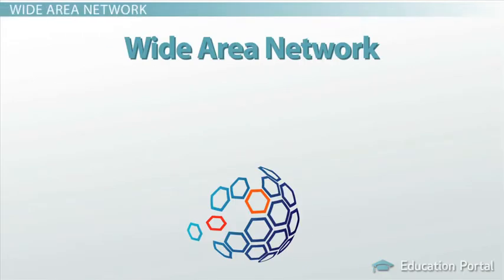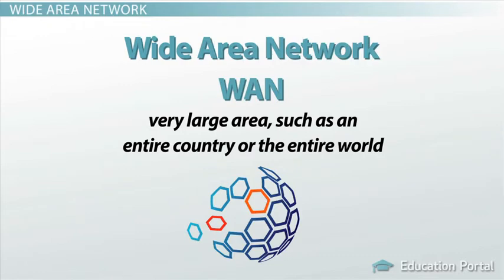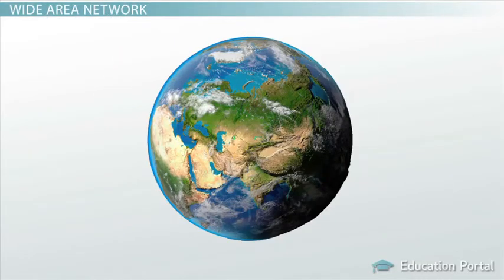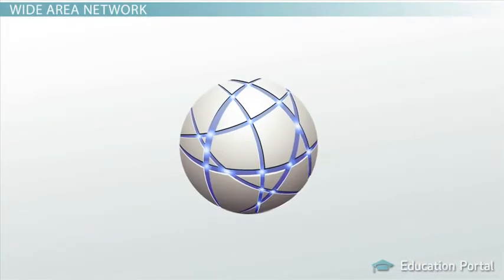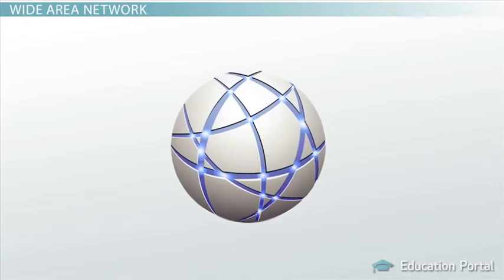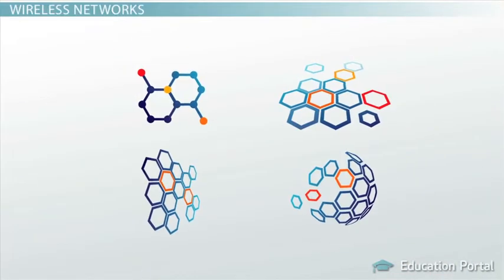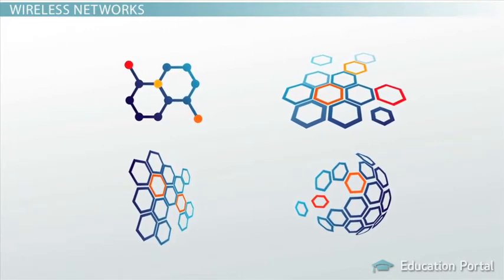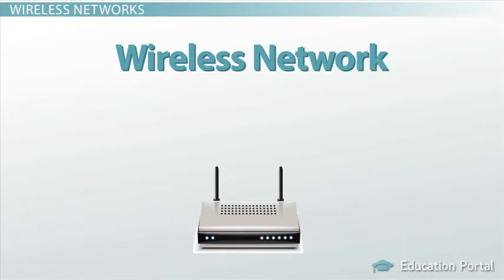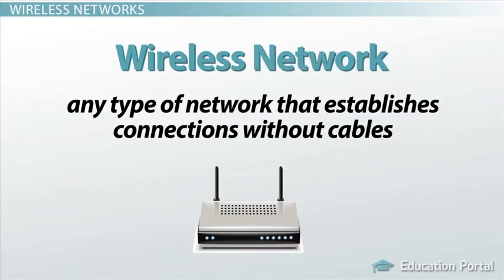A wide area network, or WAN, occupies a very large area, such as an entire country or the entire world. A WAN can contain multiple smaller networks, such as LANs or MANs. The Internet is the best known example of a public WAN. All the types of networks discussed so far use both wired and wireless connections. A wireless network refers to any type of network that establishes connections without cables.